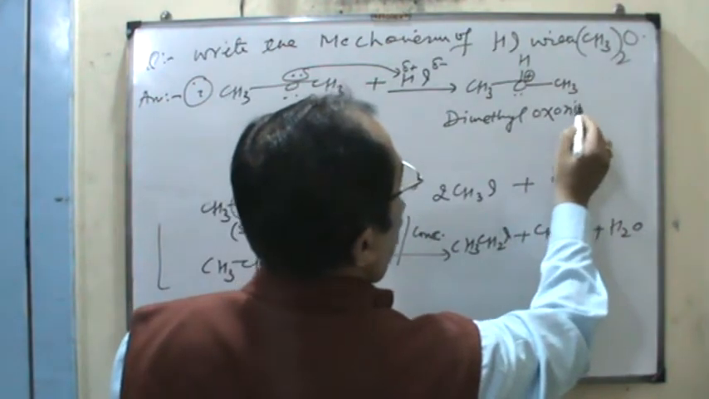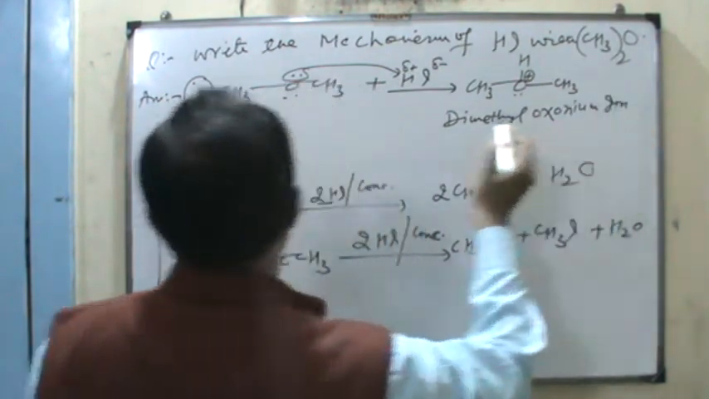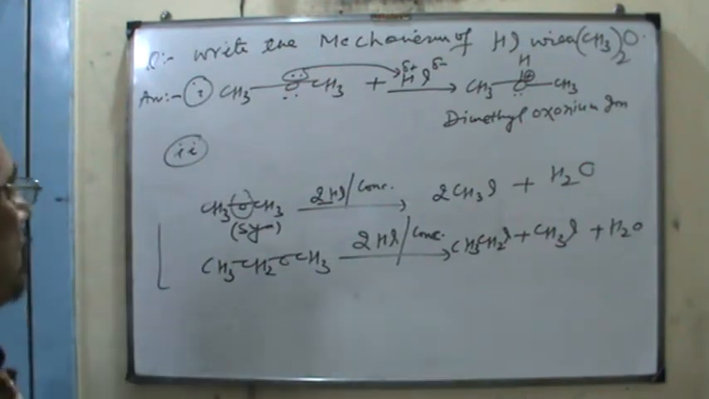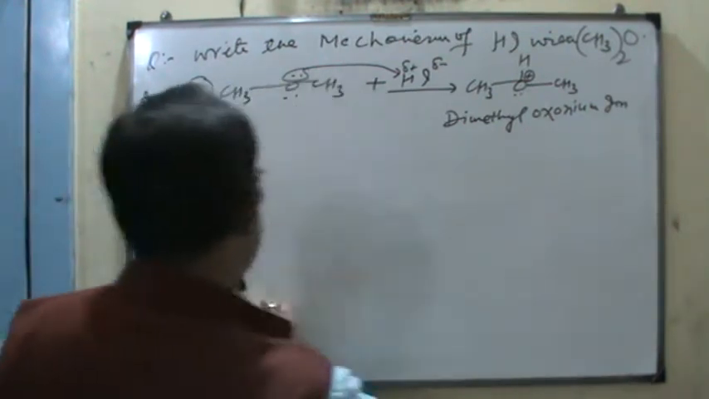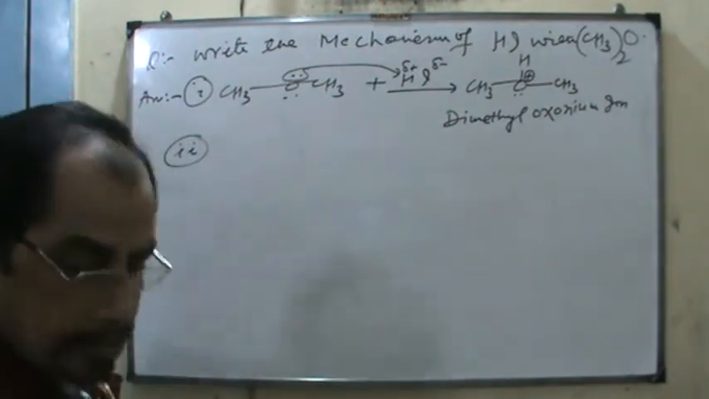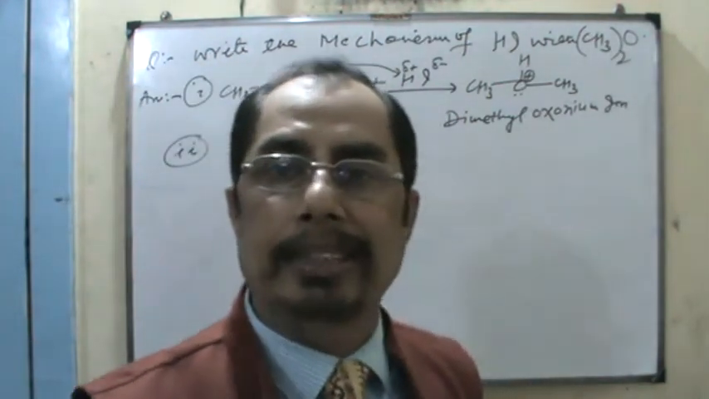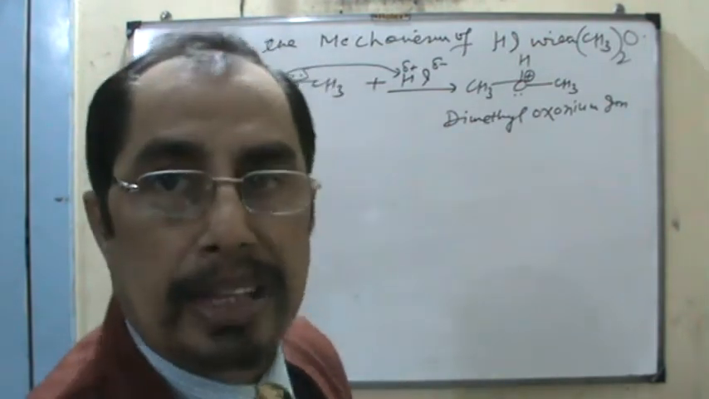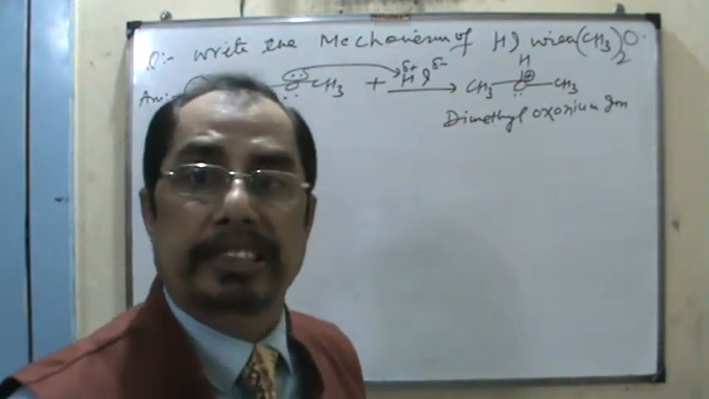Dimethyl oxonium ion. Now it is to be carried out in step 2, or you can have the chain mechanism also. Both are acceptable. Otherwise, to make your study more systematic and simple, I used to have the stepwise mechanism just for your convenience.